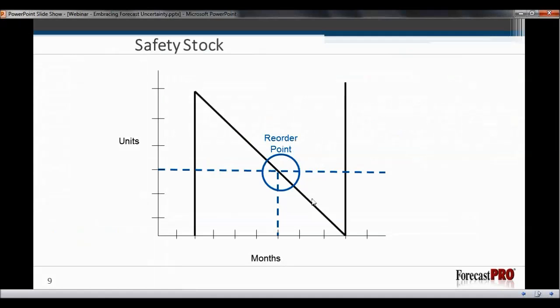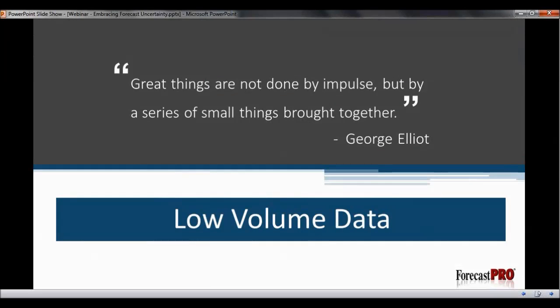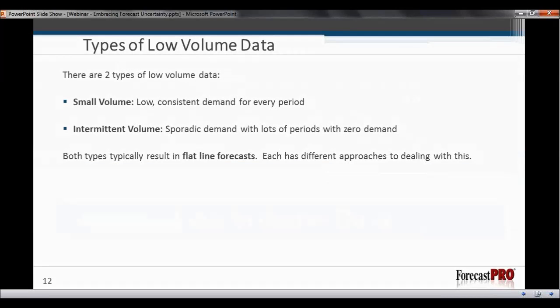Okay, so with that said, we're going to move on to where is the type of data where this will really come into play. So we've talked about safety stock, we've talked about confidence limits, we've talked about spread, and we've also mentioned that there's different types of data where this will become vitally important. The most common that you will see will be with low volume data. Okay? There's really two types of low volume data when you want to think about it.